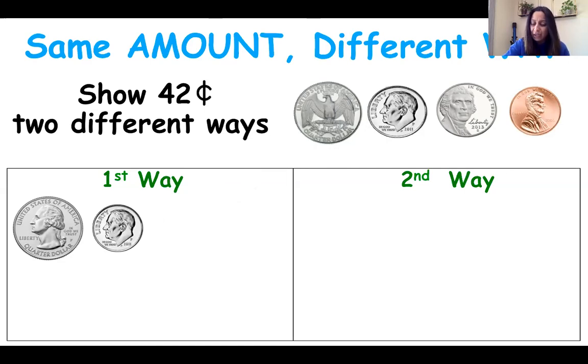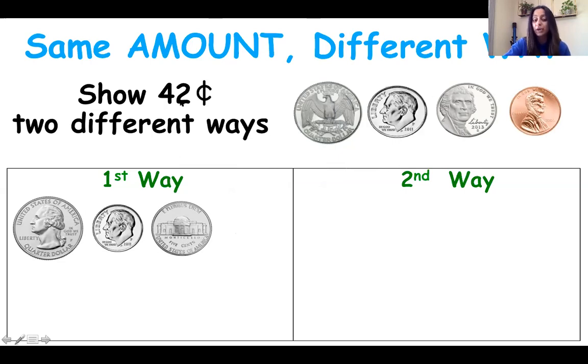Now, can I do another dime? If I'm at 35 cents, 25, 35, and I add another dime, that would make 45 cents. That's, again, too much money. So I can't use dimes anymore. I'm going to move to the nickel. I'm going to try a nickel next. Let's count what I have so far. 25 cents, 35 cents, 40 cents.